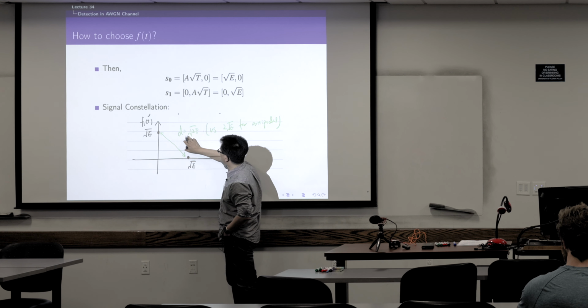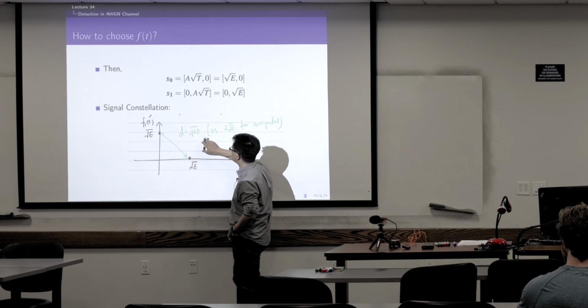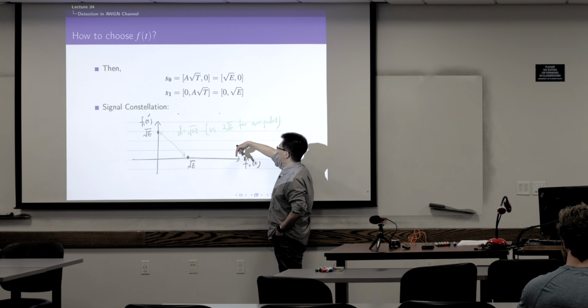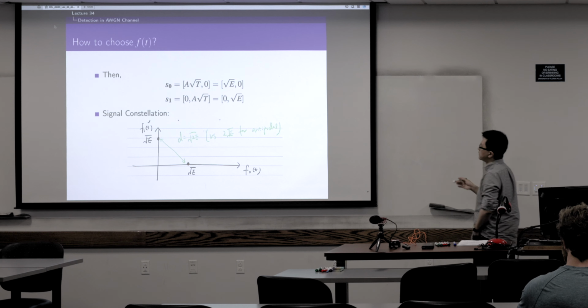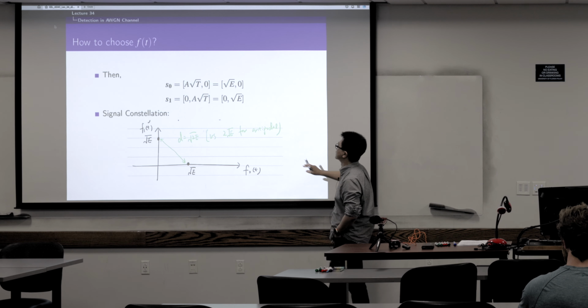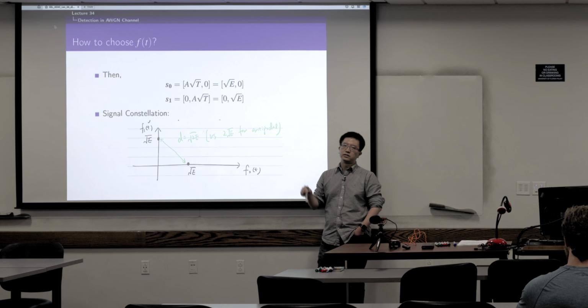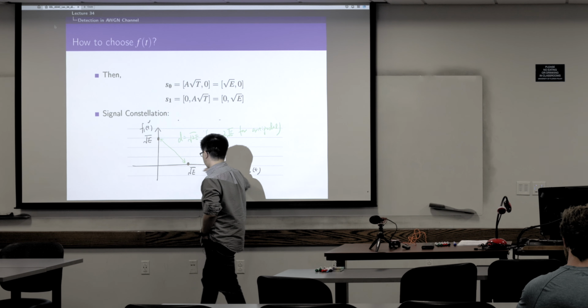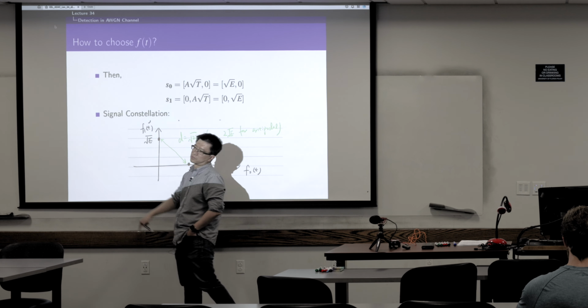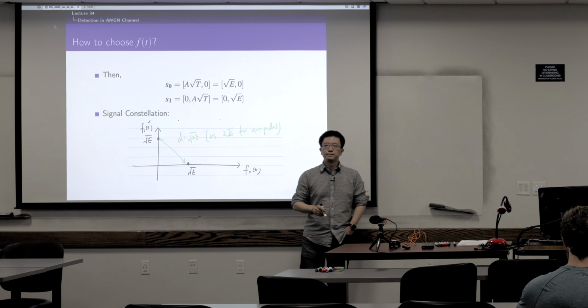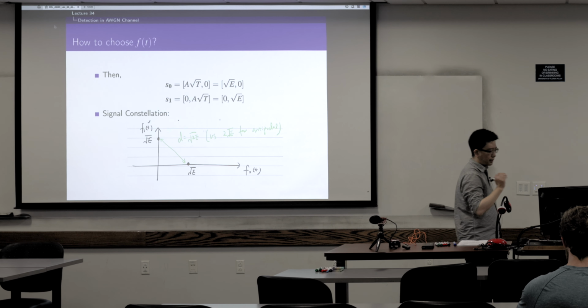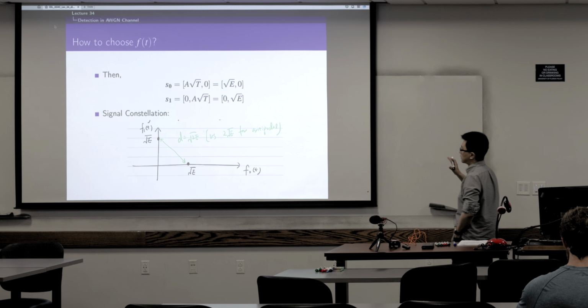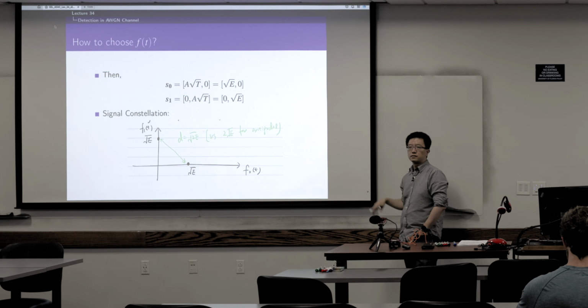Now we can see the distance here is square root of 2E, versus the antipodal case, where the distance is 2 times square root of E. We can see that orthogonal signaling is not as good as antipodal signaling given the same energy for each signal. In the antipodal case, one is square root of E and the other is in the opposite direction, negative square root of E. That one would be better, so orthogonal signaling is not as good. Is that clear?